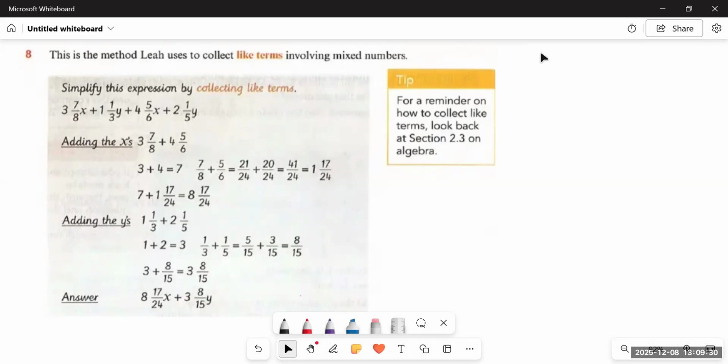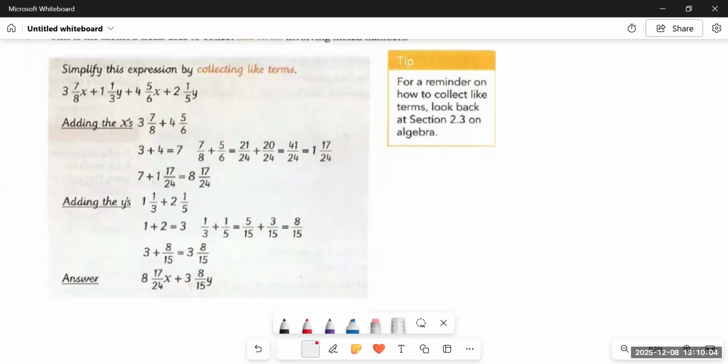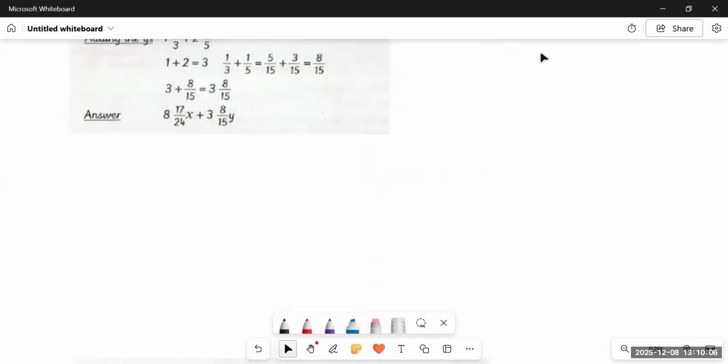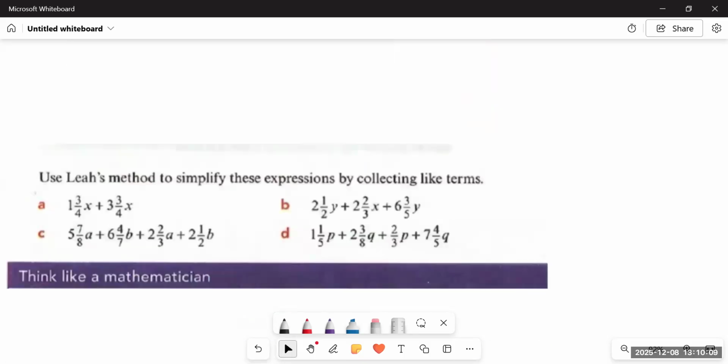So we had 3 whole 7 over 8x and 4 whole 5 over 6x. So she combined these two, removed x for a few minutes, and then she added the whole numbers separately and the fractions separately, and then she combined the whole number with the mixed numbers. So she got 8 whole 17 over 24 for x, and similarly she added the y's and she got 3 whole 8 over 15 for y. And then combining both, she got the final answer as 8 whole 17 over 24x plus 3 whole 8 over 15y.